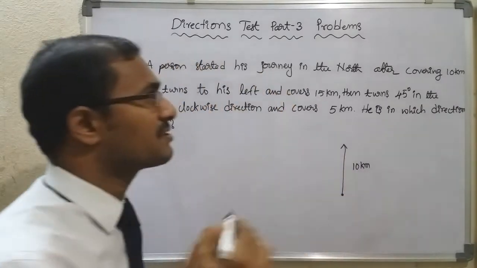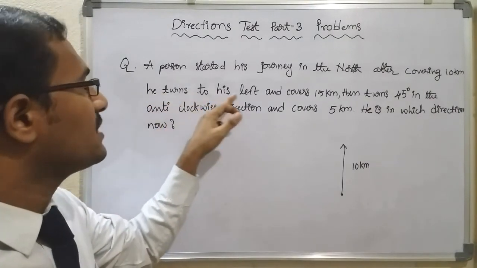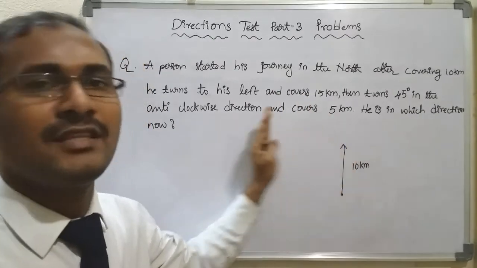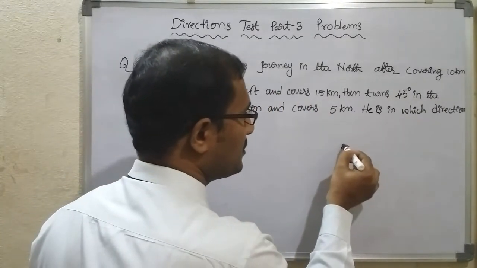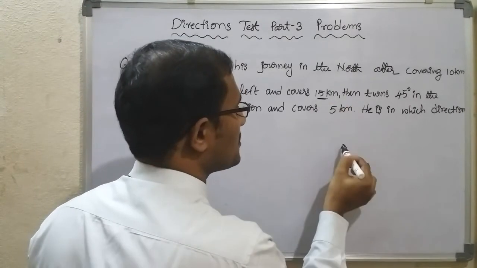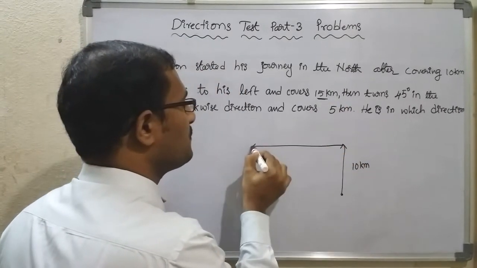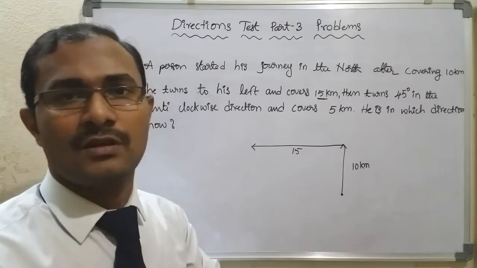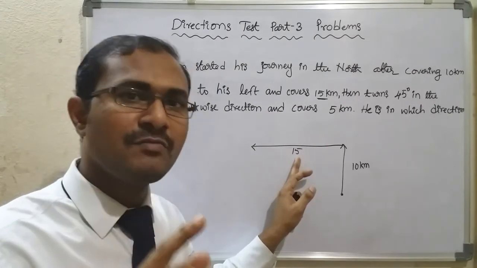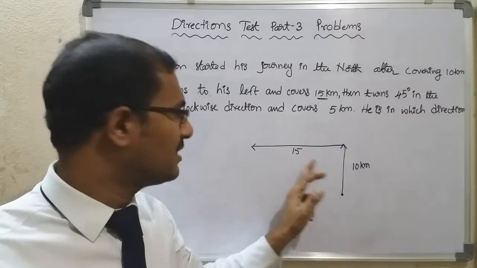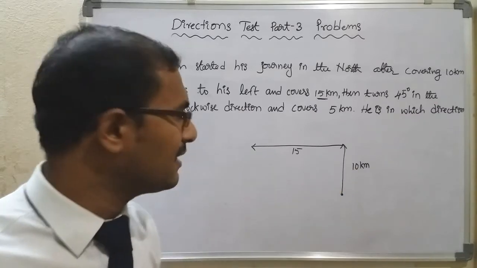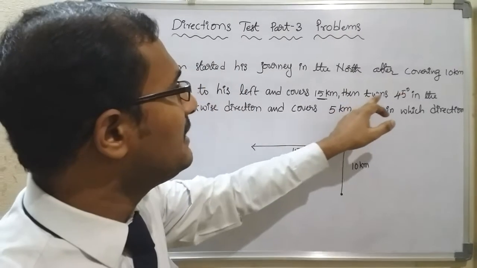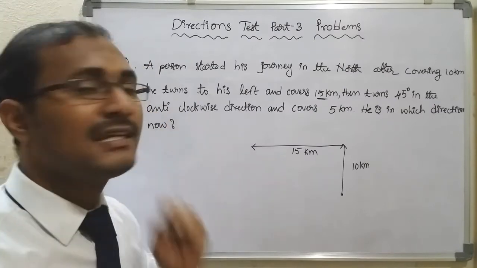Okay, 10 kilometers I have covered, and after that he turns to his left. For a person who is moving in the north direction, what is the left turn? Nothing but west direction. Okay, he has taken a left turn and covers 15 kilometers. I already told you, in proportion to the distance you have to draw the line. So the 15 kilometers line definitely should be somewhat greater in size in comparison with the 10 kilometers line. Okay, remember this point. So this is 15 kilometers, and after that he turns 45 degrees in the anti-clockwise direction.